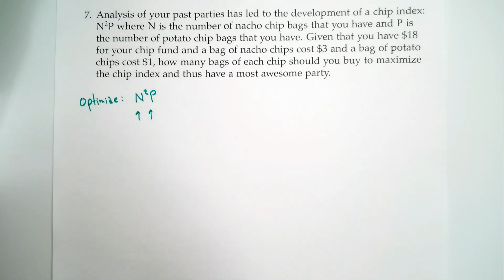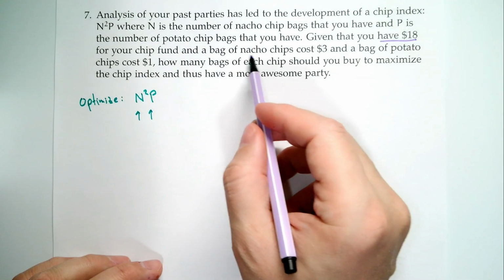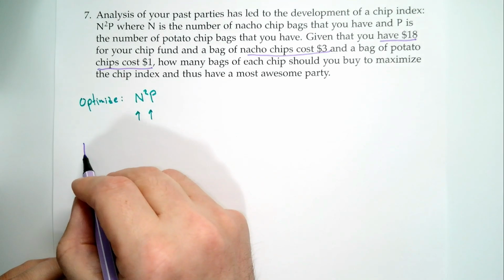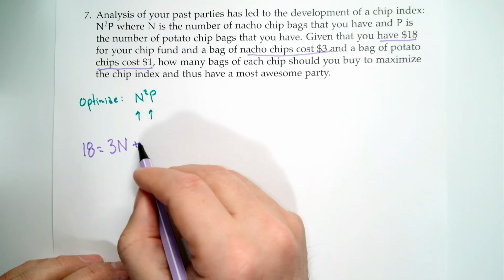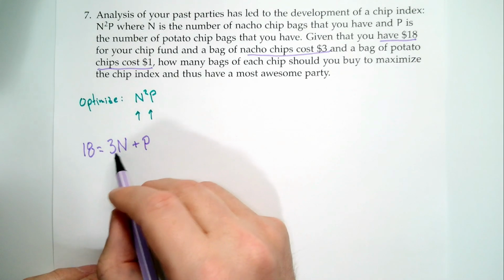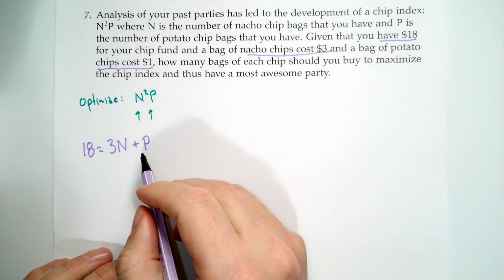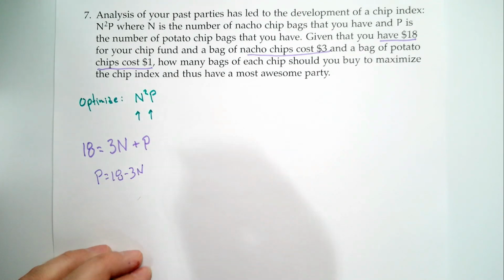Well, we think to ourselves, all right, there must be more information. So let's see, there's some numbers they throw us. We have $18, and nacho chips cost $3, and potato chips cost $1. So if we spend our money, we have $18, so we get 3 times how many nacho chips we have, plus how many potato chips we have, because it's 1 times the number p, and 3 times the number n. So this actually gives us a relationship, and we can use it to solve for one of our variables. In fact, I think p is pretty easy to solve for. p equals 18 minus 3 times n.